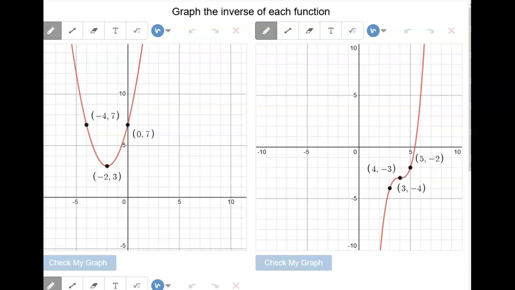Okay, this is section 5.3, and this is inverse functions. So the first thing we're going to talk about is graphing the inverse of each function.